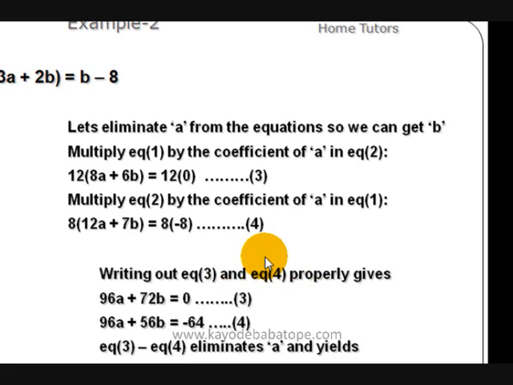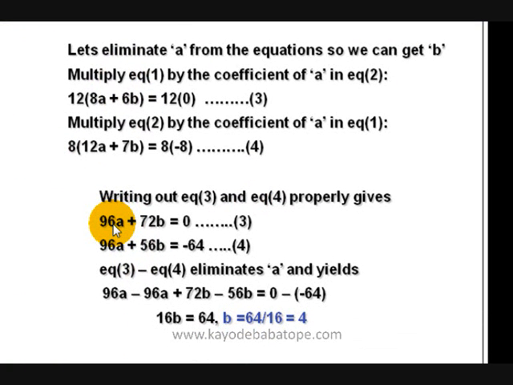So if we expand the equations, we have 96a plus 72b equals 0. If we expand that to equation 3, we arrive at this. And if you do the same thing to equation 4, we'll have 96a plus 56b equals minus 64. Okay, so looking at equations 3 and 4, if you subtract the equations, you will be able to knock out a because the coefficients are now equal. So let's do equation 3 minus equation 4.